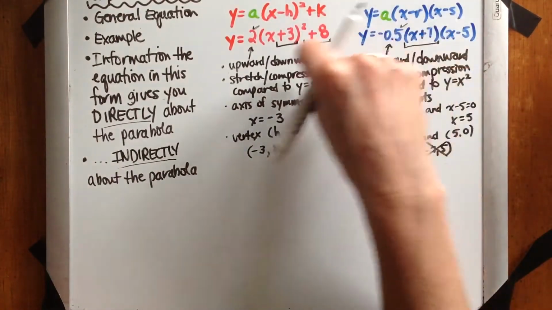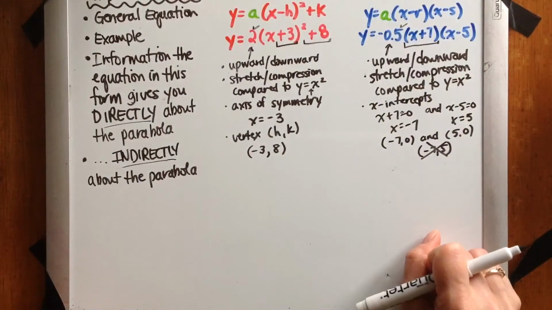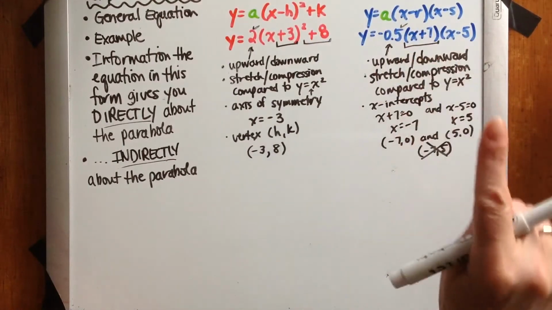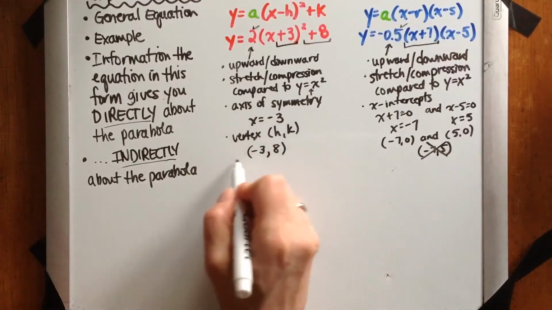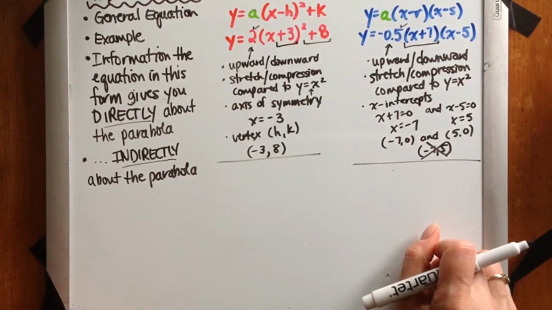Two of them are the same as for Vertex, but then this is significantly different. Can we pull out anything else directly? No. Let's now go to indirectly. What can we find out about the parabola?